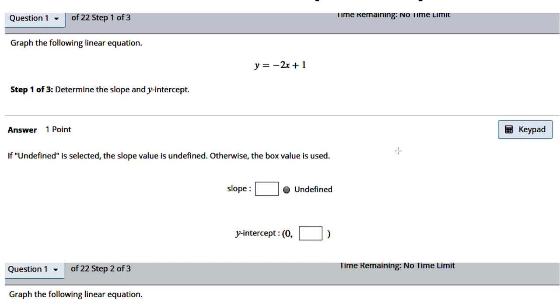So in this first one, we're asked to graph this equation. Now review, it's in the form of y equals mx plus b, slope-intercept. So what is in the m position is the slope. In the b position is your y-intercept. So they're asking us that. What is the slope here? Well, the slope is -2.